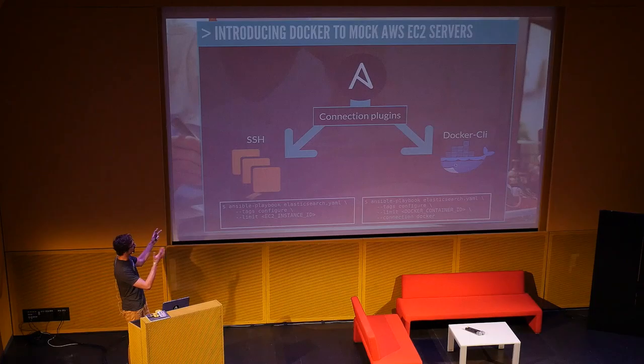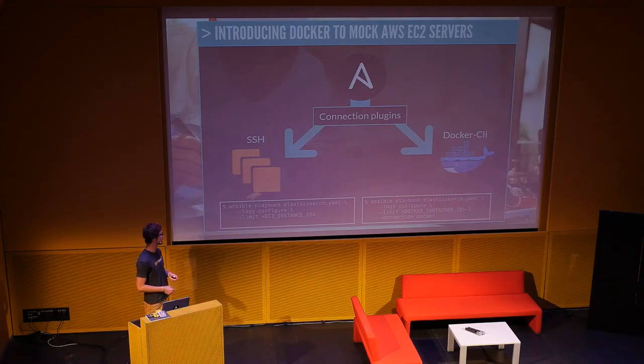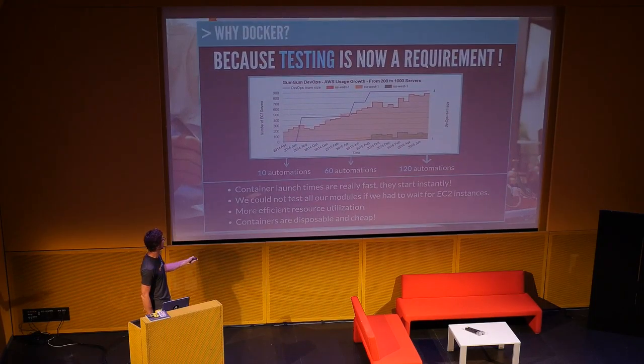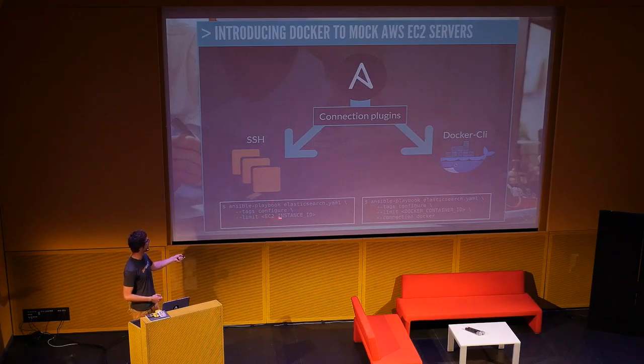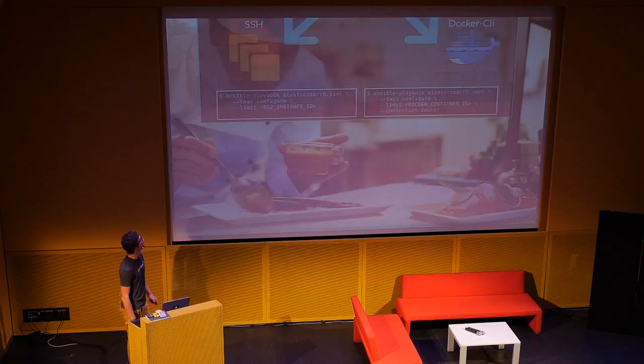On this side, let's talk about the connection plugin. By default, Ansible will use SSH to reach your targets. But in case you're working with Docker containers, you may want to use the Docker CLI to run commands across your containers. And Ansible provides a super easy way to work with both kinds of machines or containers, where you just specify that you want to use the Docker connection plugin instead of the default SSH plugin.